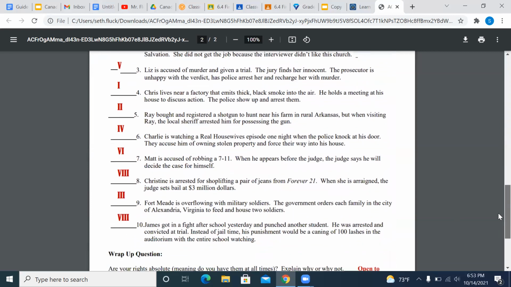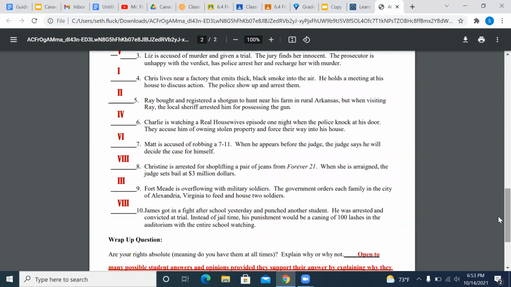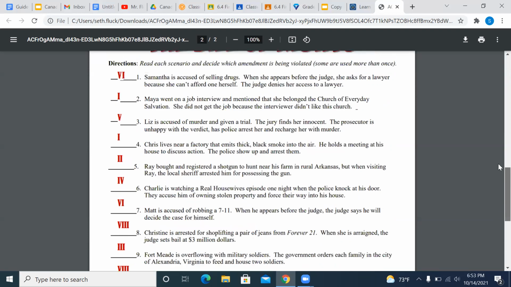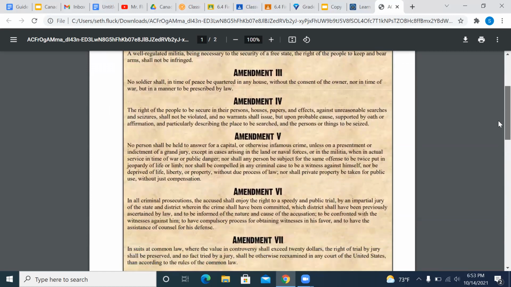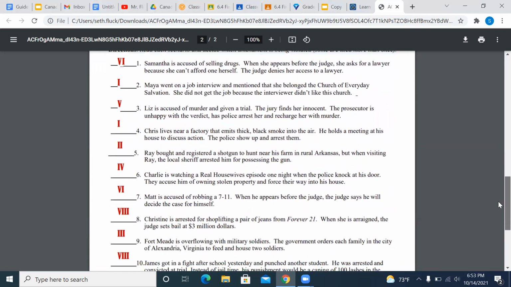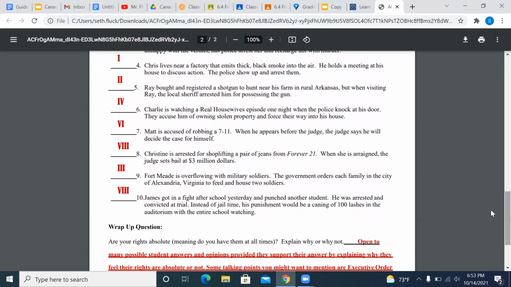Where are we at? Number 6. Charlie is watching a Real Housewives episode one night when the police knock at his door. They accuse him of owning stolen property and force their way into his house. So they force their way into his house. This violates the Fourth Amendment, the right of the people to be secure in their persons, houses, specifically in this case, against unreasonable searches and seizures. So the police can't just show up, kick down your door, and start taking stuff. They need to have a warrant. And to get a warrant, you have to go to a judge and prove that it's likely that there is some evidence there. You also have to prove to the judge what evidence you're going to get.